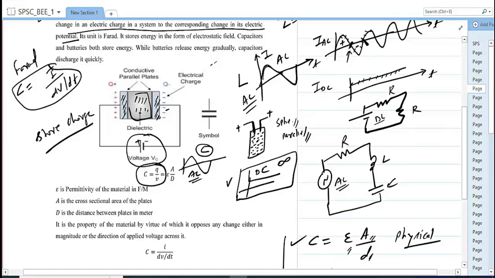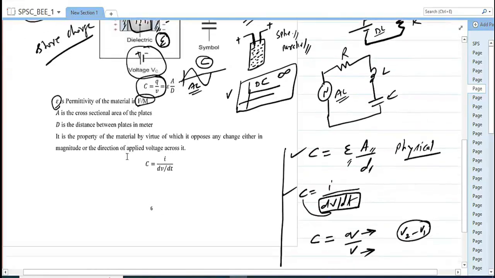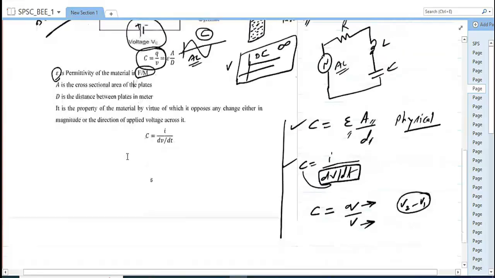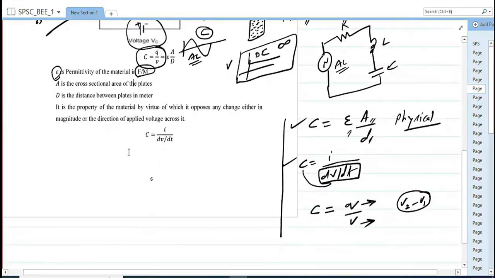in this dielectric material. Now what is this, sorry, this epsilon? This epsilon is the permittivity of the dielectric material. Its unit is farad per meter. So as dielectric material, you can use ceramic type capacitors, mica type capacitors, glass capacitors, paper capacitors. Okay, so this is about the capacitor.